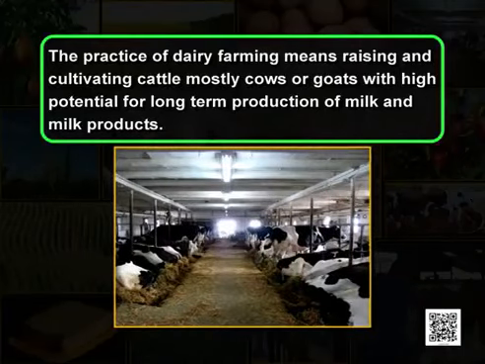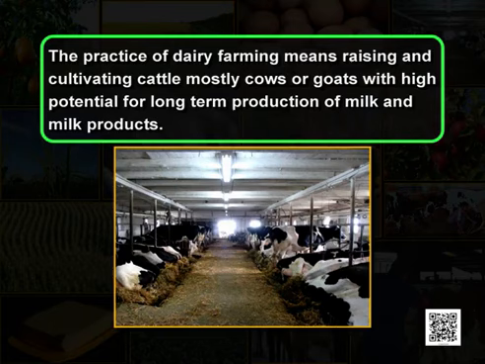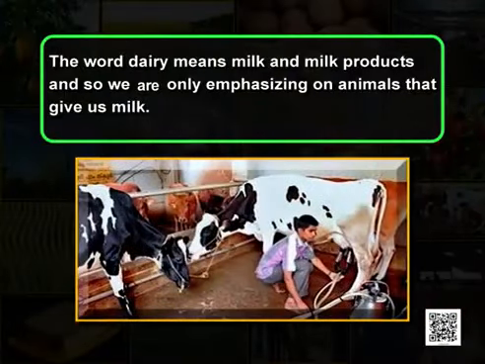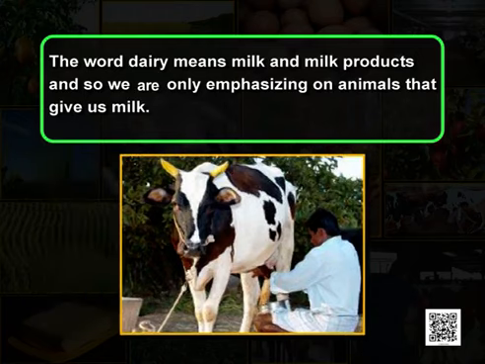First of all, let me tell you about dairy farming. Students, what do you understand by the word dairy farming? The practice of dairy farming means raising and cultivating cattle, mostly cows or goats, with high potential for long-term production of milk and milk products. Buffaloes, sheep, camel or horses are some of the other domesticated animals that can be reared for milk and milk products. Here, let me mention that the word dairy means milk and milk products, and so we are only emphasizing on animals that give us milk.